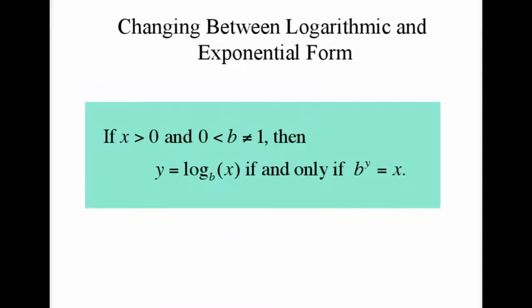One of the things that we look at is changing between logarithmic and exponential form. So in general, if x is greater than 0 and b is greater than 0 but not equal to 1, then we say that y equals log base b of x if and only if b to the y equals x. So this is how we convert from exponential form to logarithmic form and back to exponential form.